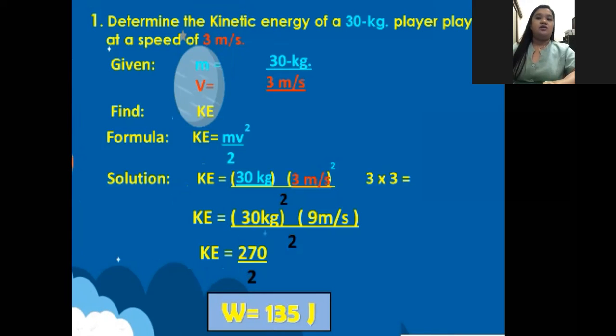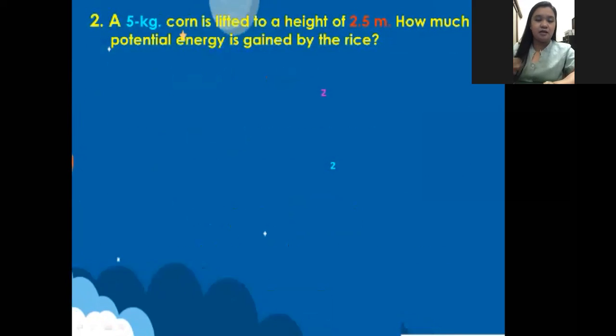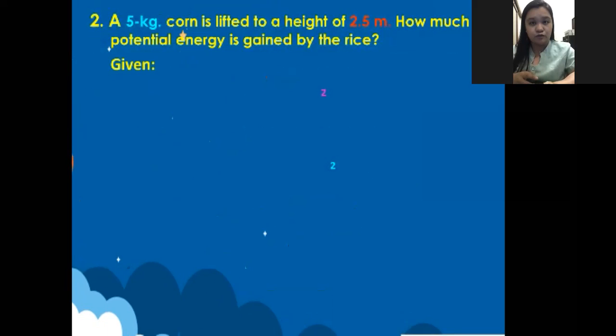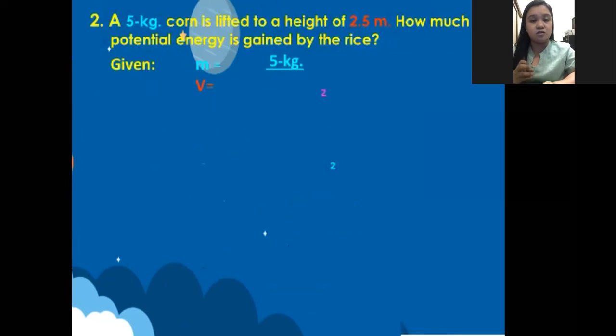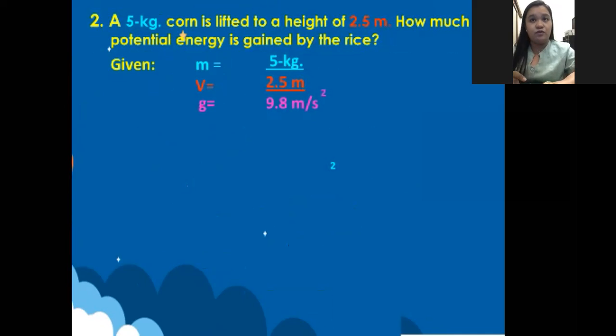Next, let's practice potential energy. Here, a 5 kilogram crate is lifted to a height of 2.5 meters. How much potential energy is gained by the crate? The given is m. We just need to get the givens: the mass is 5 kilograms. Then the h is 2.5 meters. Always remember g is equivalent to 9.8 meters per second squared.